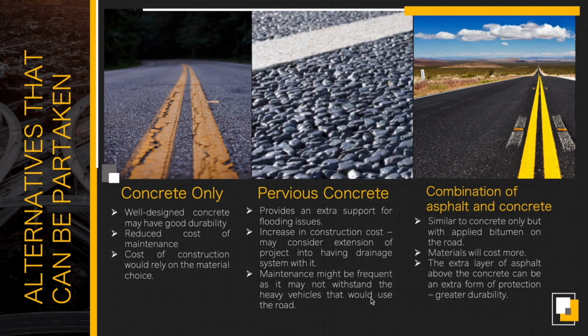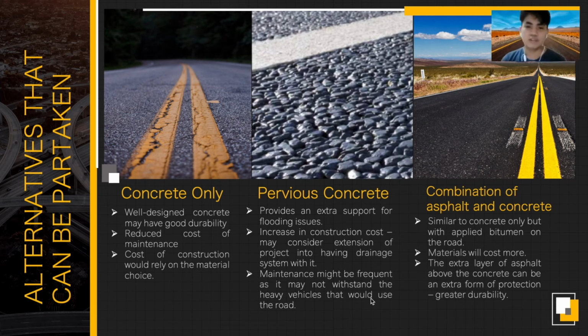So we have three proposed alternatives. First is the concrete-only mixture, which is known for its rigid finish and is most effective when constructed in its appropriate thickness and ratio. Second is a pervious concrete, which allows water to seep through and recharge to the ground. Last is a combination of asphalt and concrete, which has a waterproofing capability because of the bitumen and rigid characteristics brought about by the concrete.